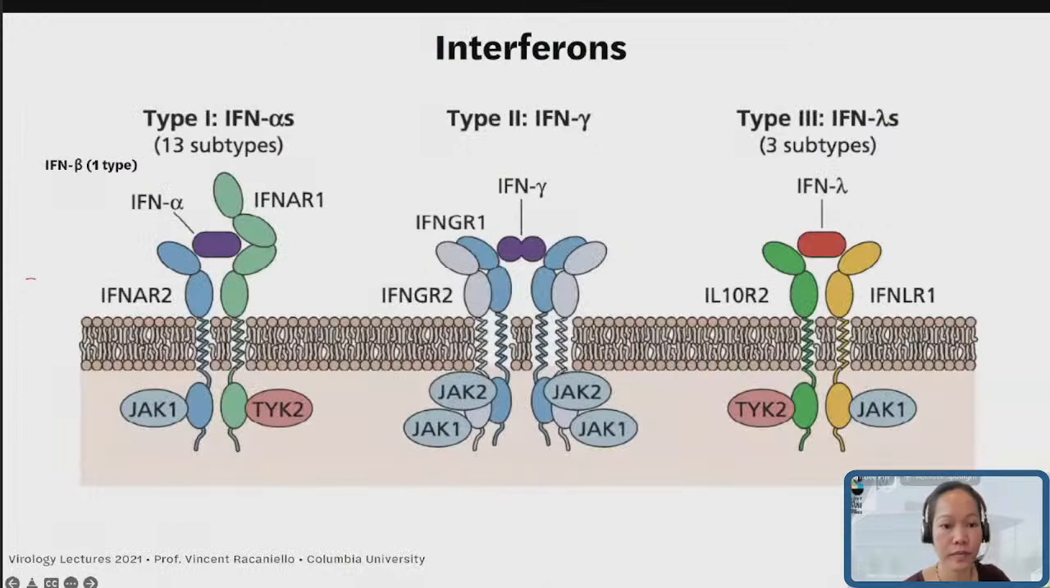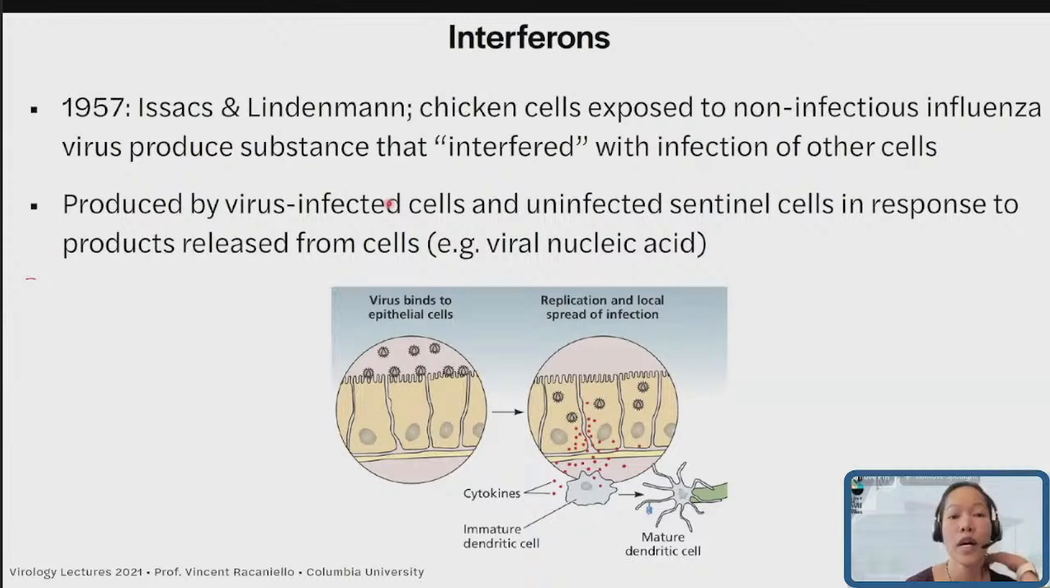Let's talk about interference. So, ang interference naman na-identify siya nung 1957. And paano siya na-identify? Dahil meron mga chickens na in-expose sa non-infectious influenza. And so usually, kapag may virus infection sa lab, ang ginagawa namin ay yung virus inoculate sa cells. After a few hours, like around 10 hours later, may mga soluble proteins na nag-interfere sa virus infection. And usually, nakikita siya sa media.